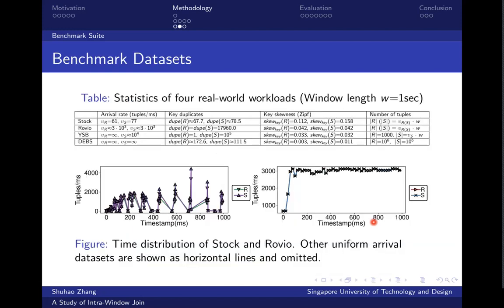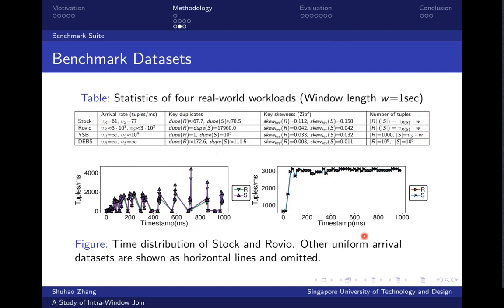We designed a benchmark consisting of 4 real-world datasets, including Stock, Rovio, YSB, and DEBS. They cover a wide range of workload features, including the arrival rates, which stands for the number of tuples arrived per millisecond. Key duplications refers to the number of duplicates per key. Key skewness refers to the key distribution in the stream, and total number of tuples to join, which can be computed as average arrival rate times the window length.